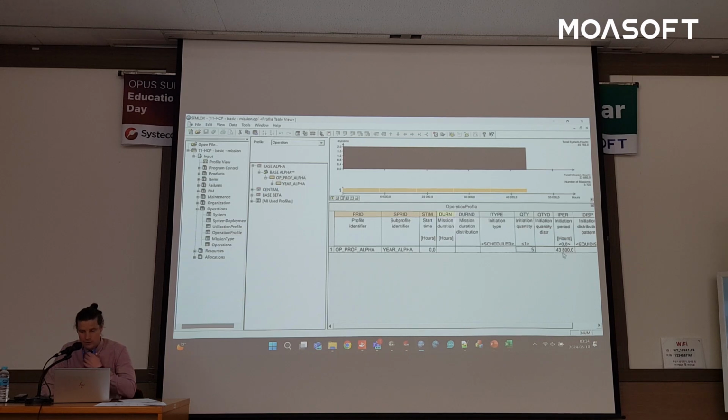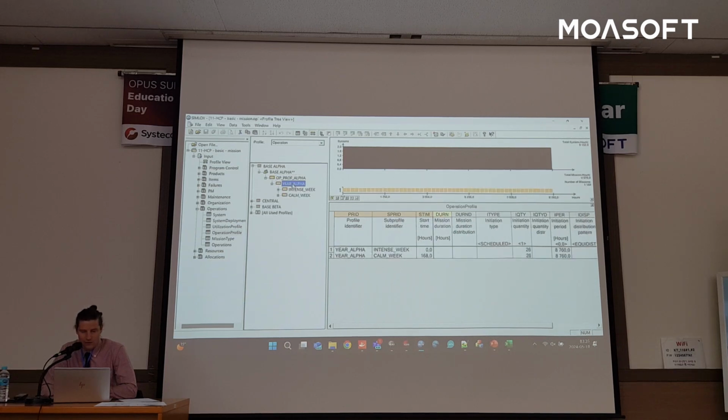Which is 43,800 hours. See, it says hours here. If I change that to years, it would be 5. But anyway, we do 5 years, 43,800 hours. And then if we go down to the next level here, looking at how this year looks.